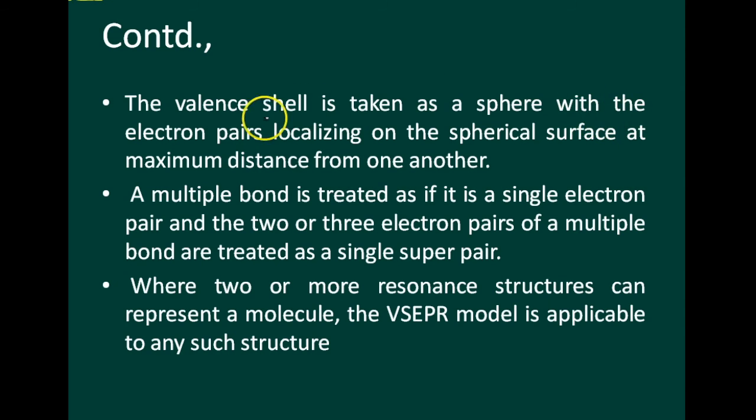The next one is the valence shell is taken as a sphere with the electron pairs localizing on the spherical surface at maximum distance from one another. So this is the spherical shape. The valence shell is taken as a sphere with the number of electron pairs on the spherical surface, present at a maximum distance from one another.